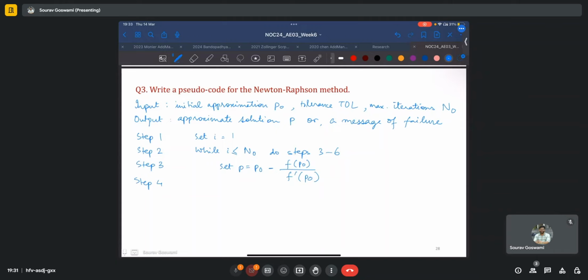We check if this is good enough. That is, if the absolute difference between this new guess and our original guess is smaller than the tolerance defined to us, then we stop the program and output this as our solution. And of course, stop.